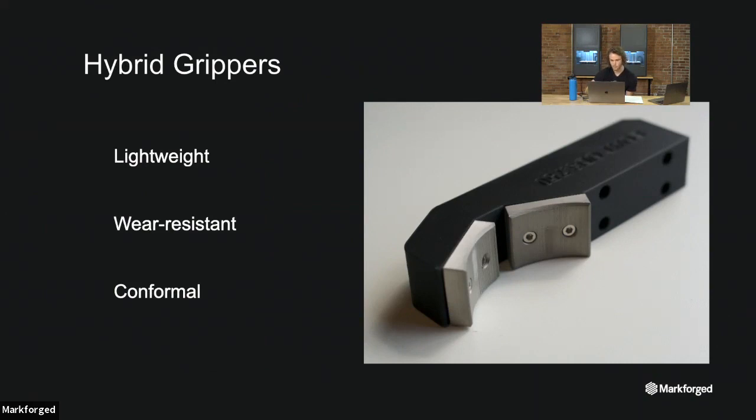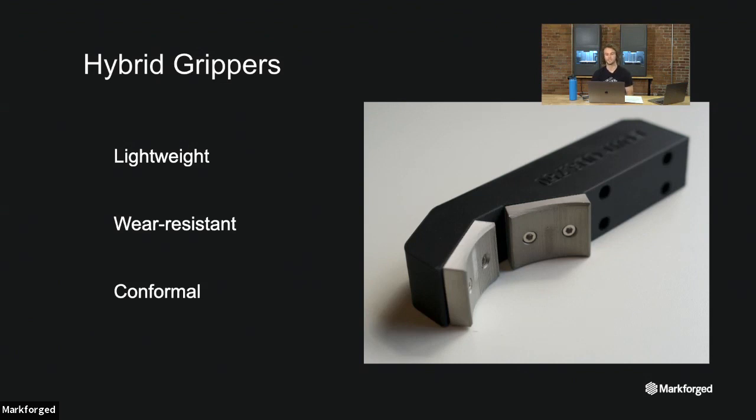All right, so this brings up another interesting example, something called hybrid grippers. These are basically mixing the technologies of composite 3D printing and metal 3D printing, the advantages of both, to get a really optimized end effector. The idea is you want the light weight of a composite part on the end of your robot, but you also want the abrasion resistance of something harder like metal.